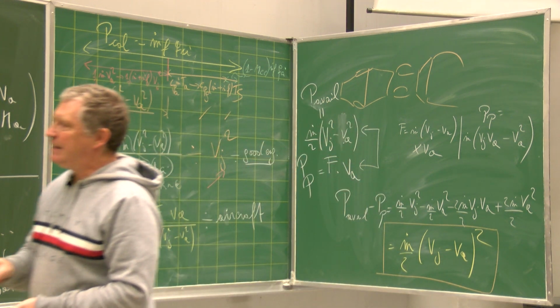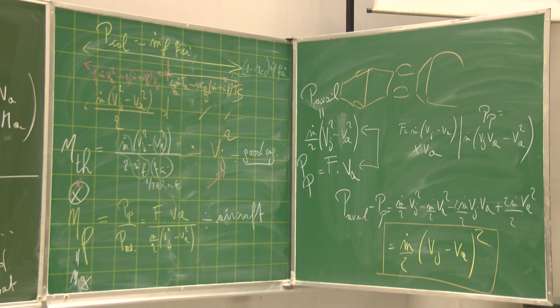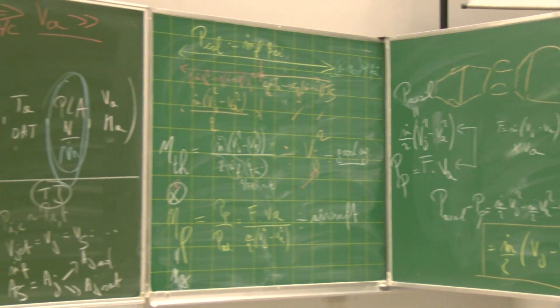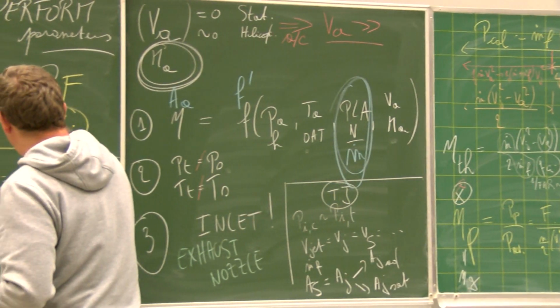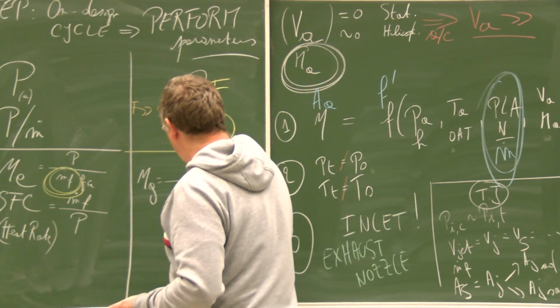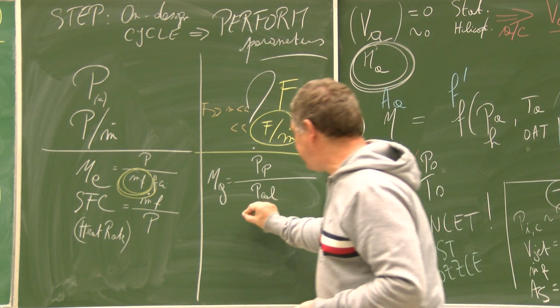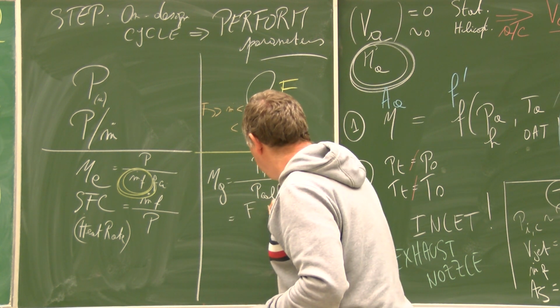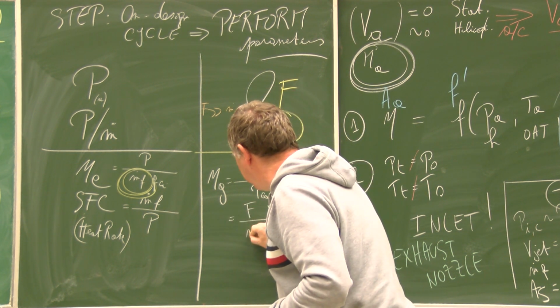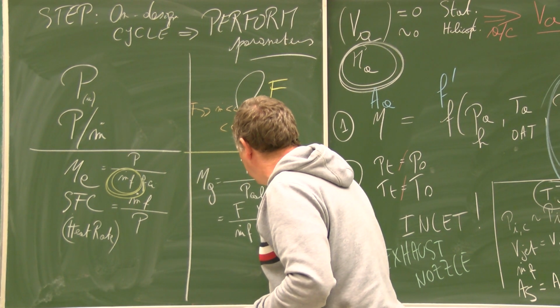And this eta G is, as you can see, the propulsive power divided by the calorific power. This is the thrust multiplied by VA, divided by m dot F QC.